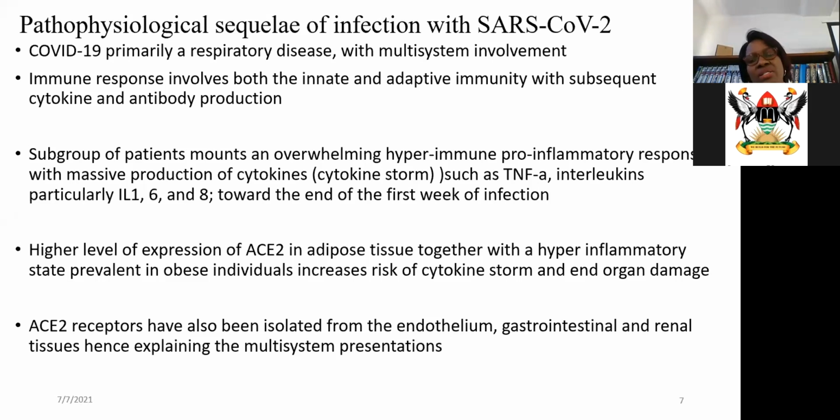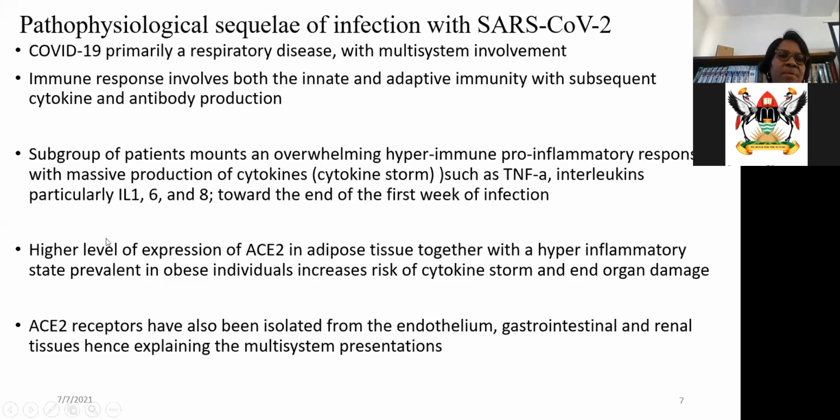These cytokines include things like tumor necrosis factor alpha, the interleukins, particularly interleukin 1, interleukin 6, interleukin 8, and these have been shown to be mostly produced towards the first week of infection. So, that is the most dangerous period for many of these patients, when the cytokine storm sets in.